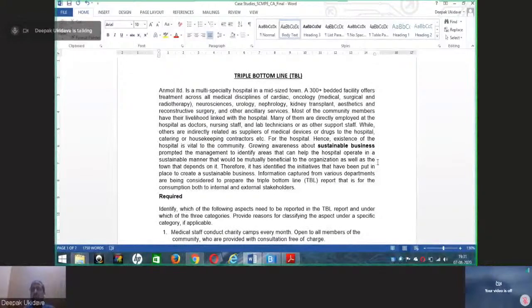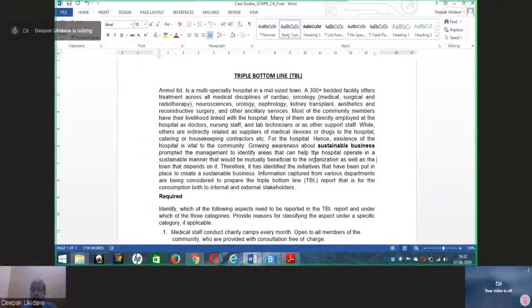We discussed this. I want to have my presence and existence in this particular line of activity on a long-term basis, and I have to serve the nation, I have to serve the masses for a long period of time. So sustainable business. Growing awareness about sustainable business prompted the management to identify areas that can help the hospital operate in a sustainable manner that would be mutually beneficial to the organization as well as the community, the entire town which depends on it. So we have a win-win situation. Remember one more word in this case, win-win situation.